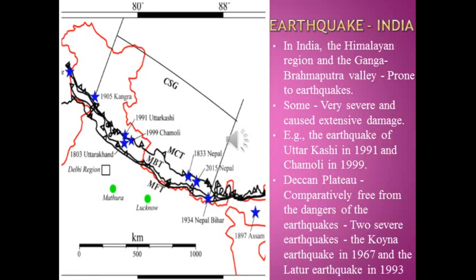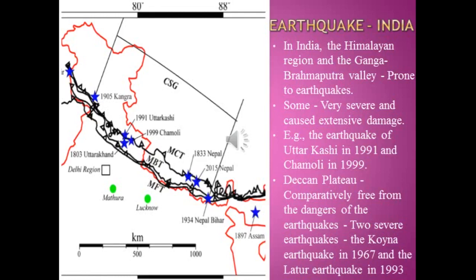So already we saw that the Himalayan belt is prone to earthquakes. In India, the Himalayan region and the Ganga Brahmaputra valley are often prone to earthquakes. Why? Because India is a part of the Indo-Australian plate, which lies next to the Eurasian plate.